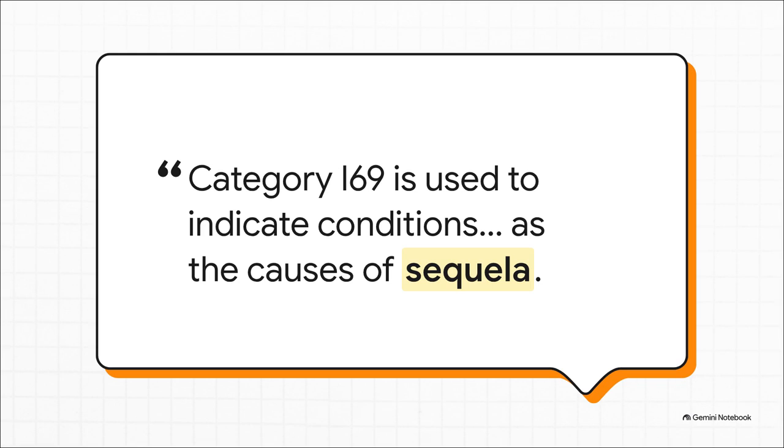Look at the guideline right here. Category I69 is used to indicate conditions classifiable to categories I60 through I67 as the causes of sequelae. We are not guessing here, folks. Our coding logic has to be absolutely unassailable.